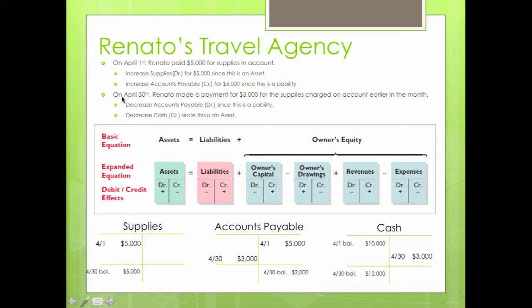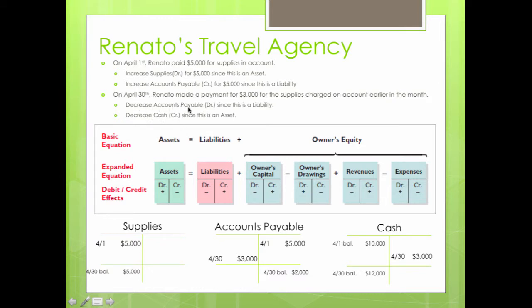Now the next transaction says on April 30th, Renato made a payment for $3,000 for the supplies charged on account earlier in the month. So now this means that at the end of the month, Renato decides to submit a payment to his credit card balance so it could be decreased. So it's going to be affecting our accounts payable account and our cash account. It's going to affect cash because we're going to be paying this credit card with cash money.